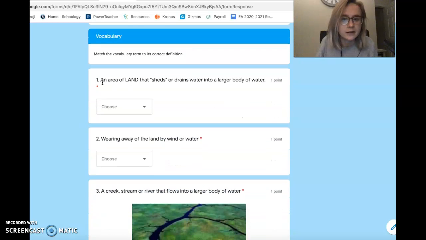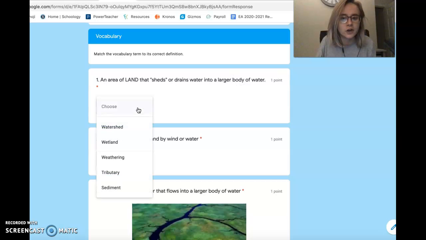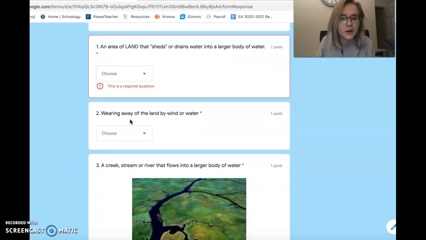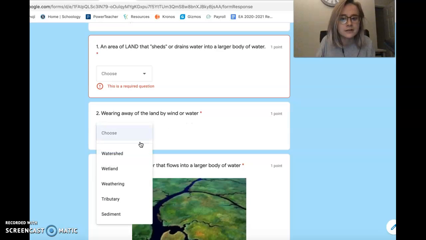Question number 1. An area of land that sheds or drains water into a larger body of water. Your options are watershed, wetland, weathering, tributary, or sediment. Question 2. Wearing away of the land by wind or water. Is that watershed, wetland, weathering, tributary, or sediment?